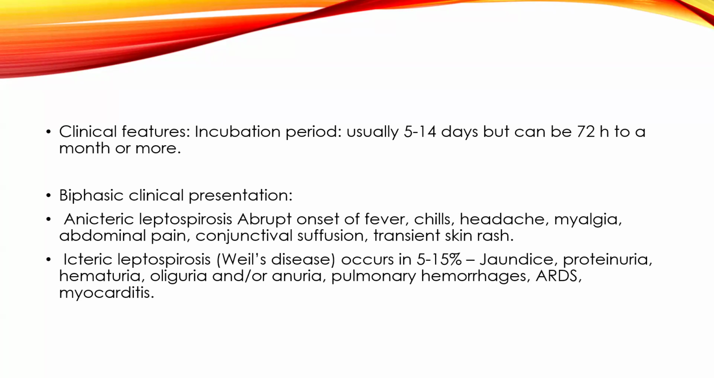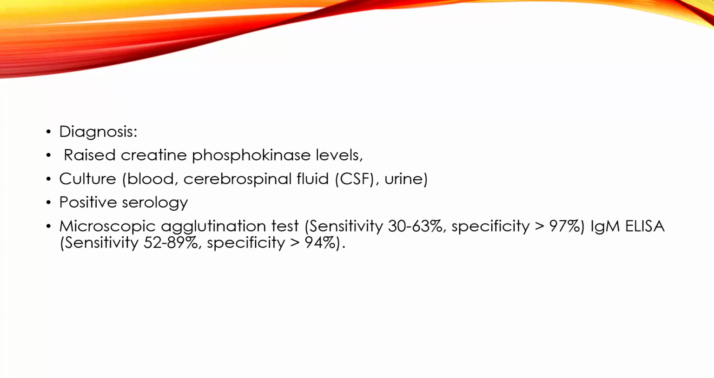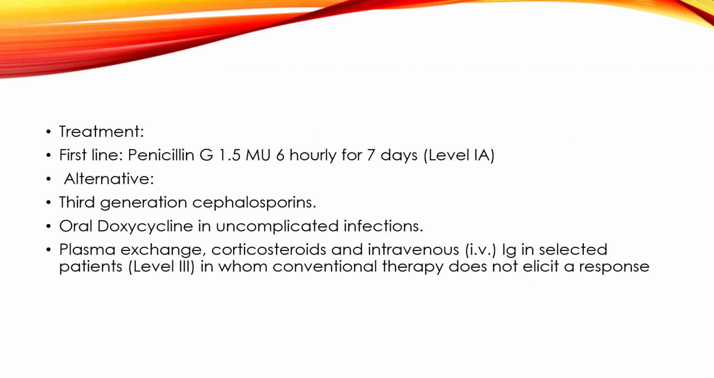And then icteric leptospirosis, which is known as Weil's disease. It occurs in 5 to 15% of cases, and it is characterized by the jaundice, proteinuria, hematuria, oliguria, anuria, pulmonary hemorrhage, ARDS, and myocarditis. Diagnosis is mainly by the raised creatine phosphokinase level. Then we can send the cultures like blood culture, CSF culture, urine culture, and positive serology. Microscopic agglutination testing, IgM ELISA, sensitivity is 52 to 89%, specificity more than 94%.